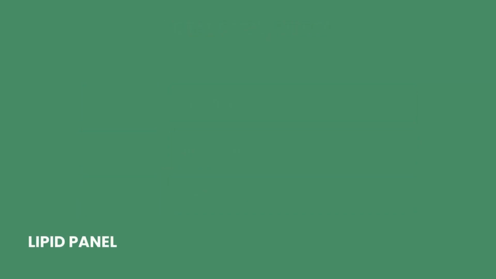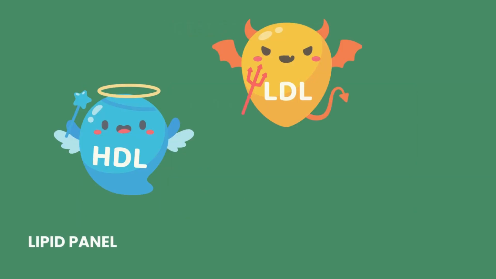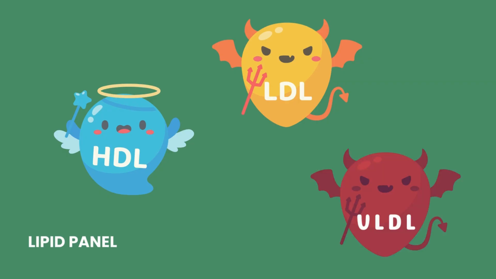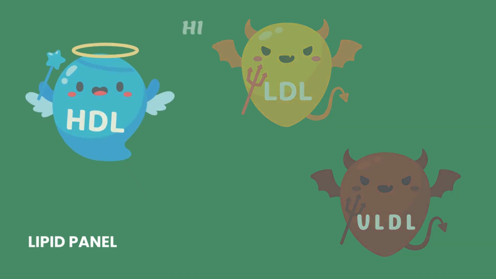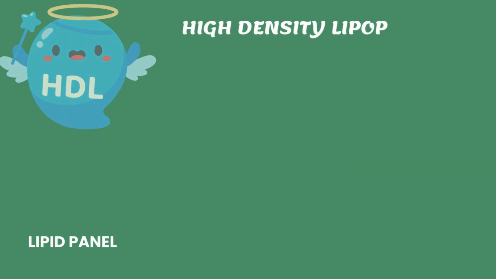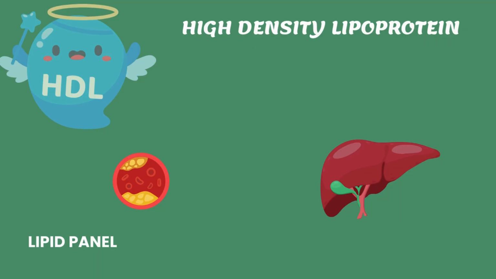When evaluating a lipid panel, three key types of cholesterol are HDL, LDL, and VLDL. Each has a distinct role in the body, and interpreting their laboratory values helps assess cardiovascular risk. HDL is known as good cholesterol. It participates in reverse cholesterol transport, meaning it helps carry cholesterol away from blood vessels back to the liver for removal. Higher levels of HDL are protective against heart disease.